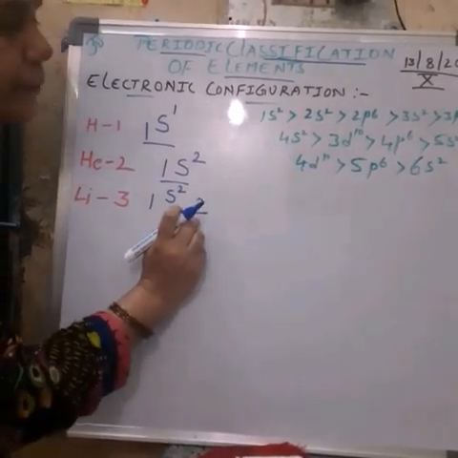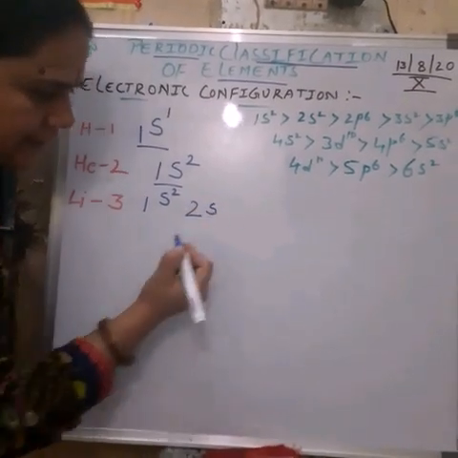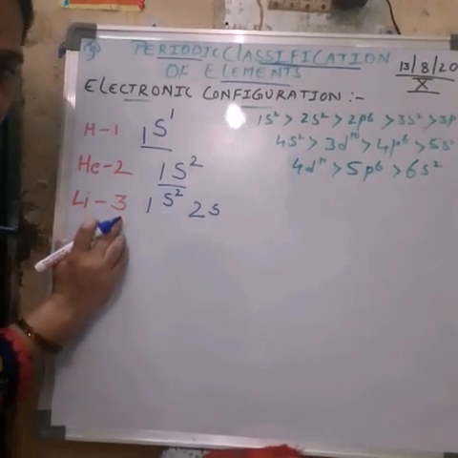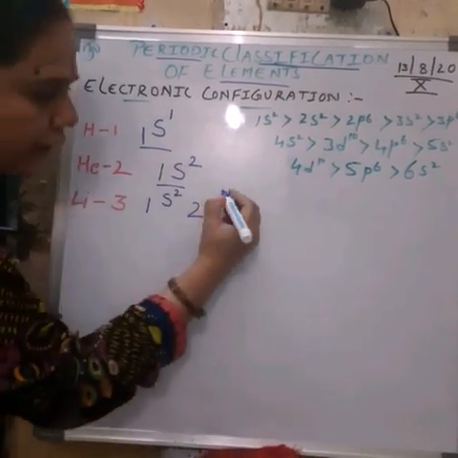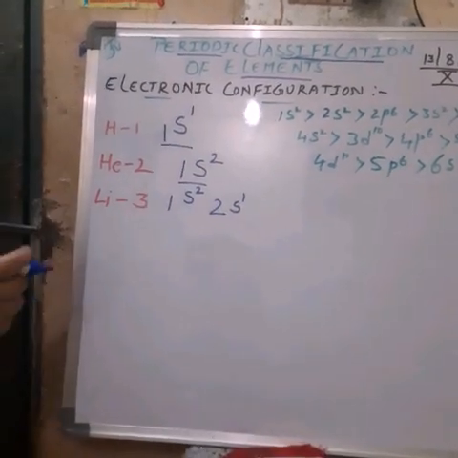So now it will move to the second orbit. In the second orbit, which subshell will it enter? S. And S has capacity how much, children? 2. But how many more are there with lithium? Still 1 more to accommodate. So 1s2, 2s1.